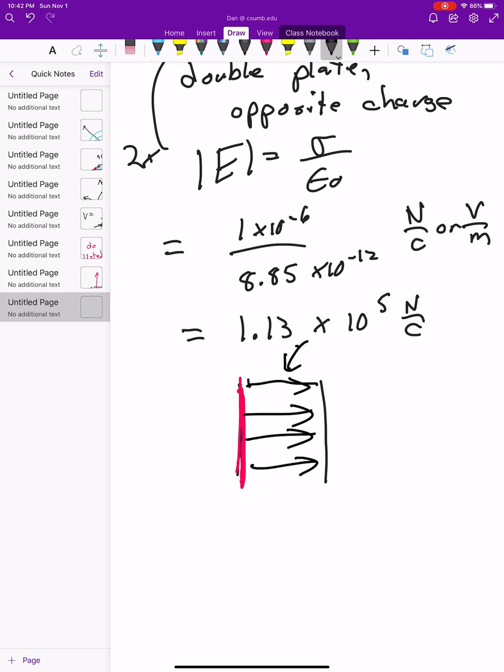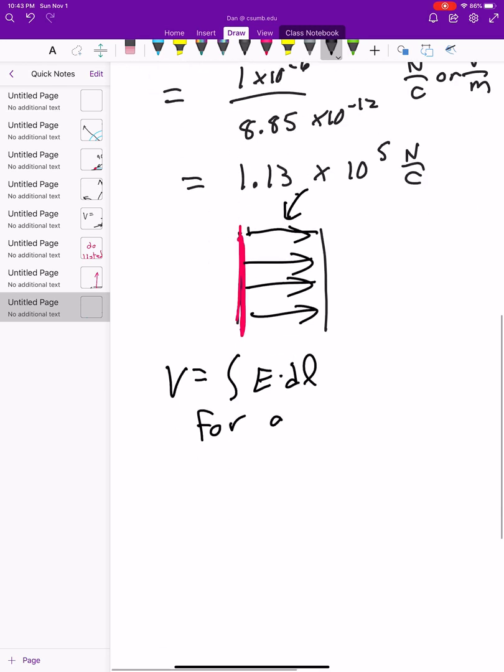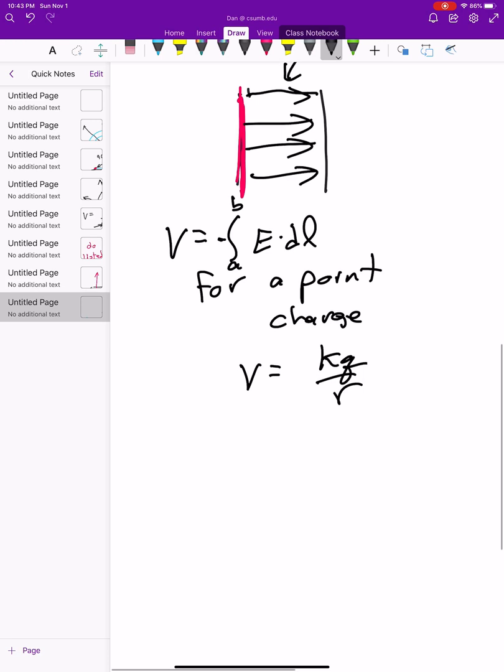Now, what's interesting about the potential: remember we talked about the potential in general is equal to the integral of E dot dl. We talked about this a while back, and that's what gave us the potential for a point charge being equal to this equation. Because if I integrated E dl between two points A and B, and I think there's a negative sign in here, for a point charge we got the potential to be equal to kQ over r. That's just review.